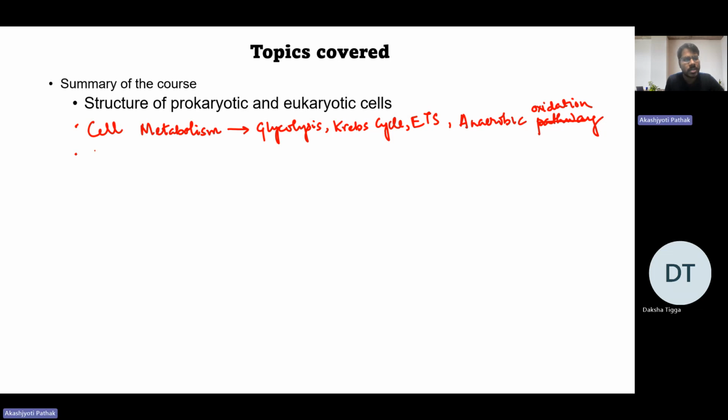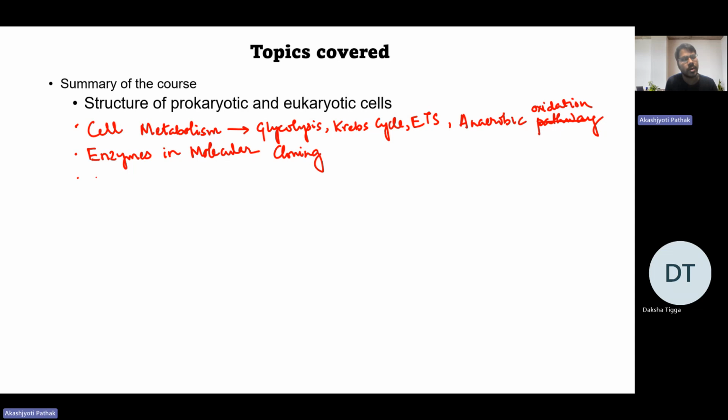Then after cell metabolism, we learned about the different enzymes which are involved in genetic engineering, or enzymes which are involved in molecular cloning. Starting from the ligase, the restriction enzymes, the alkaline phosphatase, then Klenow enzyme, then T4 DNA ligase. Then exonuclease. What are exonucleases? So all these different enzymes we learned.